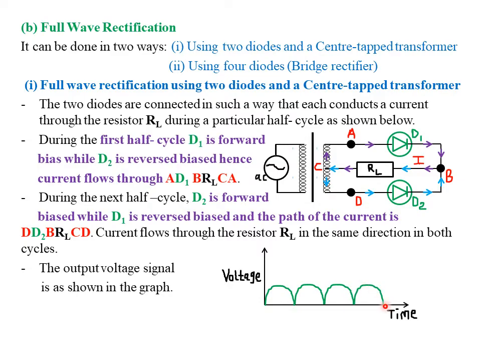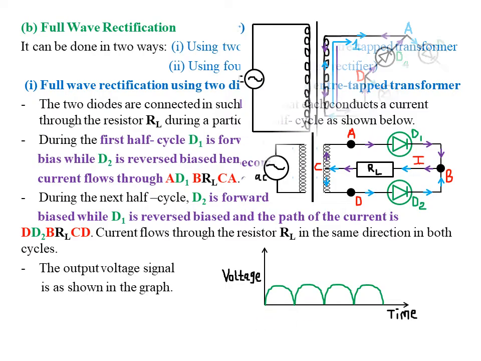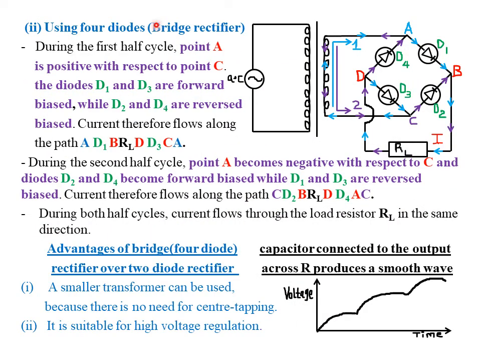So unlike in half-wave rectification, whereby power was getting lost because one of the phases was getting eliminated, in full-wave rectification both cycles are retained. Therefore, there is no power loss, or very little power loss, in full-wave rectification as opposed to half-wave rectification. Next, we look at the second and last way of doing full-wave rectification, which involves using 4 diodes, or what we call the bridge rectifier.